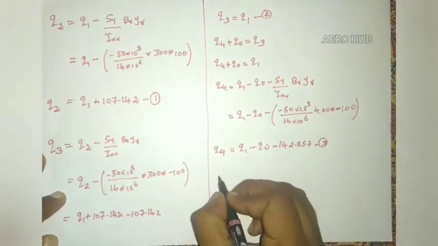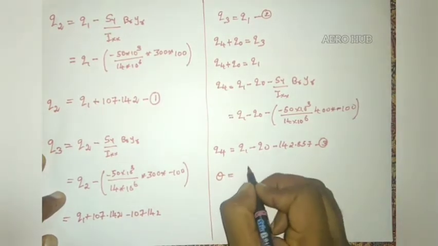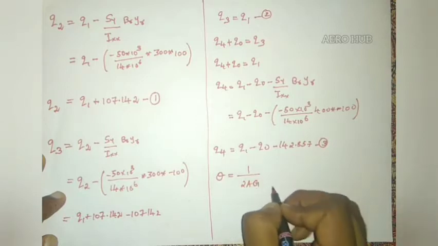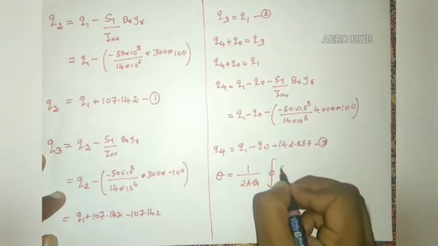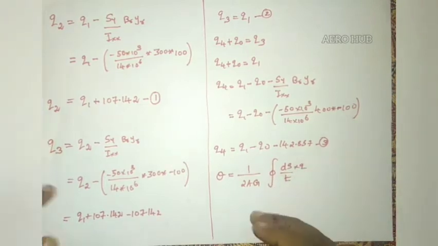Now we have the formula theta, that is nothing but twist rate, is equal to 1 by 2AG integral ds by t into q. Okay, this is the equation for angle of twist.